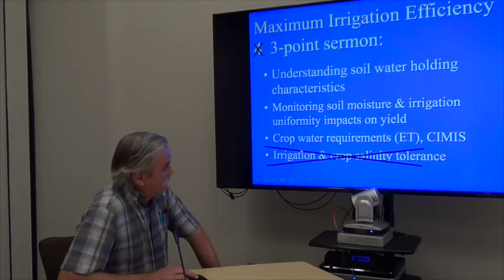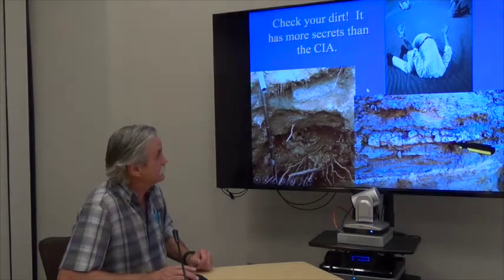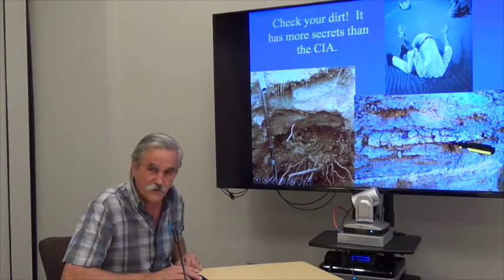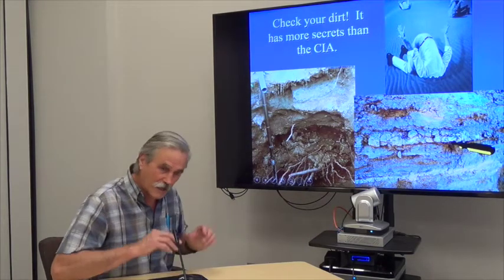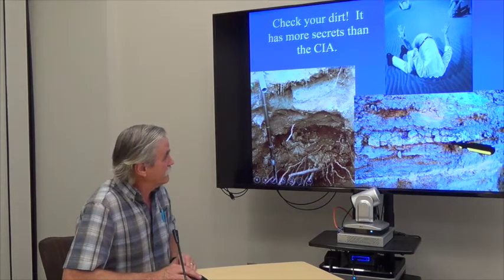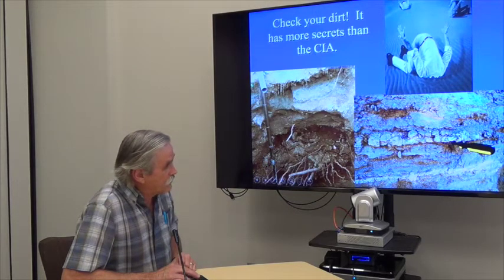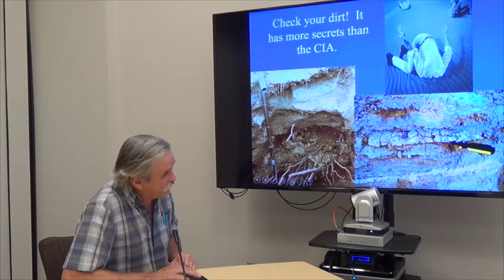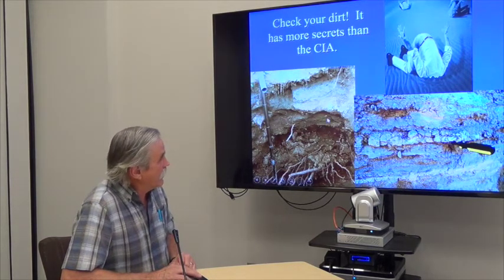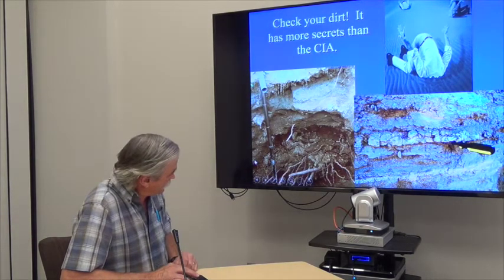We really don't have time to go into irrigation crop salinity tolerance, but we're going to start with understanding soil water holding characteristics. Your dirt's got more secrets than the CIA. You've got to get out there with a backhoe and hand twist augers at least, and identify the zones where you've got your predominance of rooting, other points of maybe high calcic or confining layers, excessive silt like in the topsoil of this. Your predominant water use is going to come out of this layer.